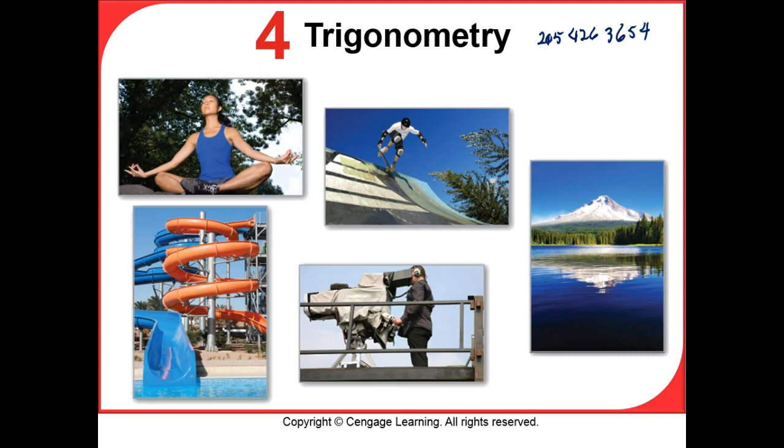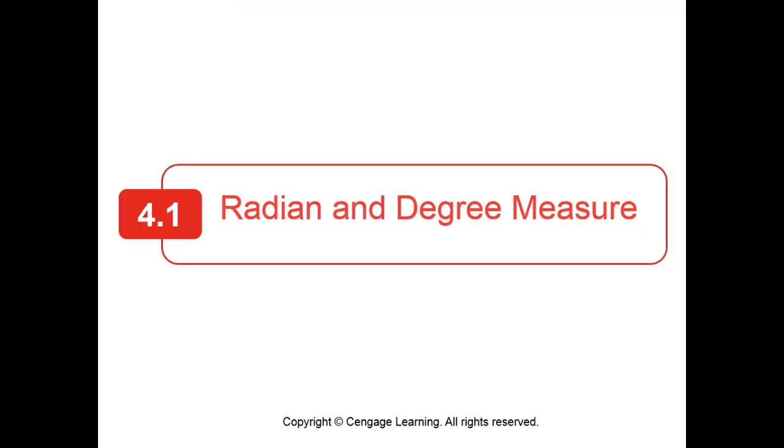I think when we went through the syllabus, I told you we're doing Chapter 4, Chapter 5, Chapter 6. That's it. Chapter 4 is a huge chapter, long chapter, okay? 4.1 is radian and degree measure. Does anyone know what a radian is?